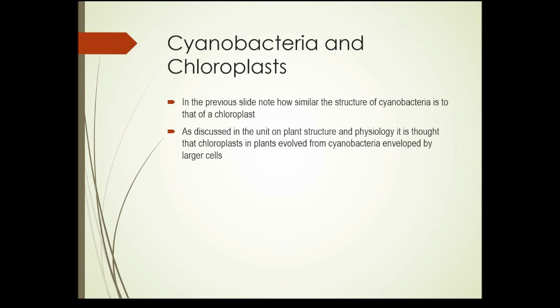So it's possible that over time, cyanobacteria were enveloped by larger cells. The cyanobacteria provide a benefit to those larger cells because of that photosynthetic ability to make food from water and carbon dioxide. So the relationship became symbiotic, and at some point the chloroplasts lost the ability to live on their own.